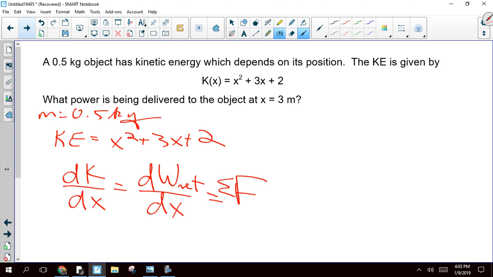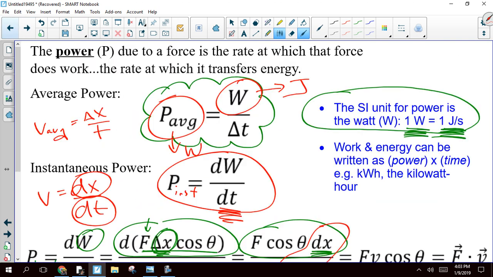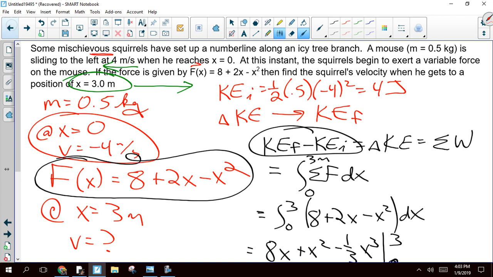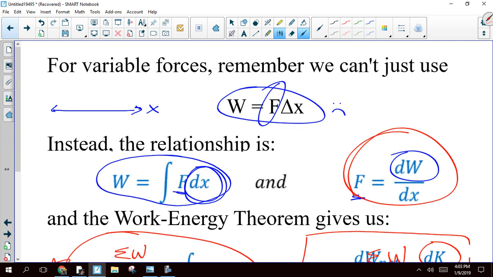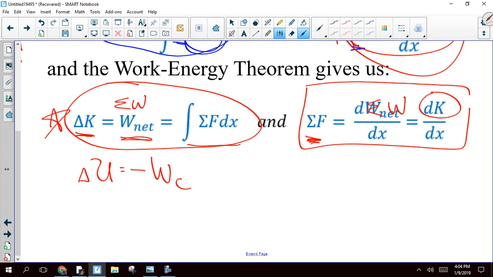So to be clear, where did you see that? That's from way back here. Force is the derivative of work with respect to position. Or net force is the derivative of kinetic energy with respect to position.